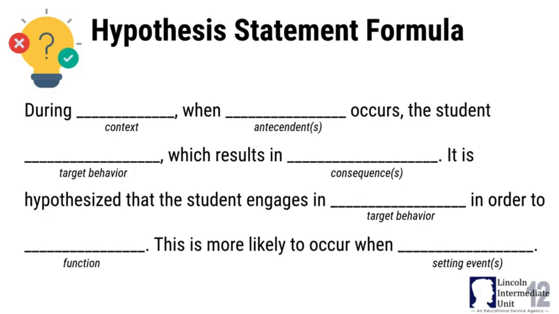This is a hypothesis statement formula. And it goes: during whatever context, when an antecedent occurs, the student does the target behavior, which results in a consequence. It is hypothesized that the student engages in target behavior again in order to function. This is more likely to occur when whatever the setting event might be. So I'm going to give you some information about a made-up student named Liam, and we're going to walk through what this would look like to fill in this formula.